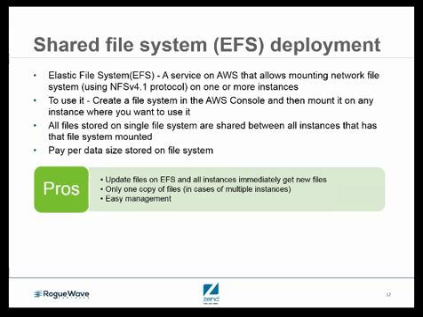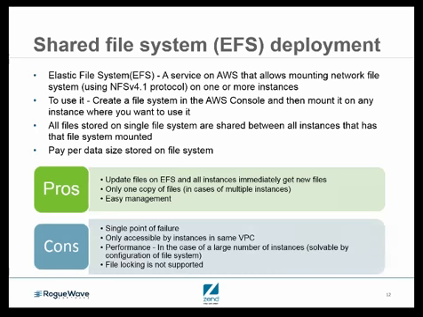Also, EFS is running in multiple availability zones on AWS, but it cannot cross the region boundary. Therefore, if you want EFS in multiple regions, you will have to synchronize two file systems. Other cons include tricky performance tuning, inability to access EFS outside of VPC, and lack of file locking.